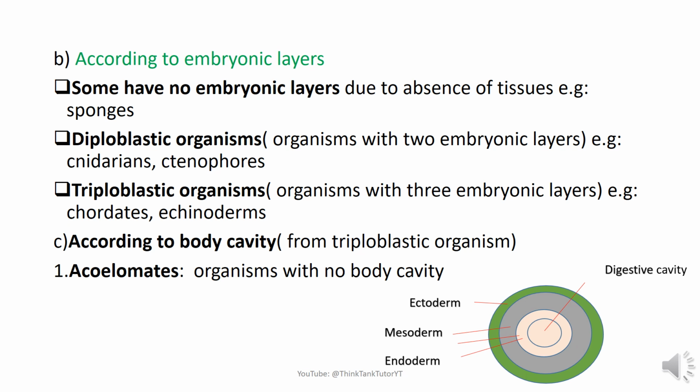Triploblastic organisms, meaning those with three layers, are further classified according to their body cavity. First we have acoelomates. Those are organisms with no body cavity. They have three layers, namely ectoderm, mesoderm, and endoderm, with a digestive cavity, but they have no body cavity.